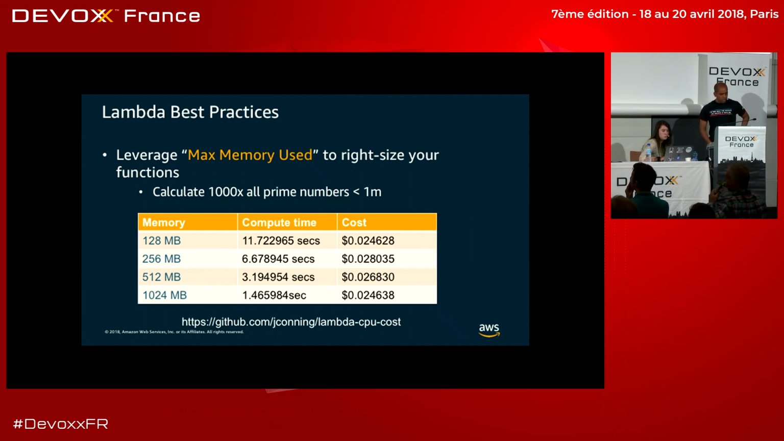So what we're doing here is we're calculating 1,000 prime numbers which are less than 1,000,000, okay? And that function was done using different memory capacity, using 128, 256, 512 megabytes and 1 gig. And if you look at it, the cost for running the function is very similar, but just because there is more memory allocated to it, there is more CPU allocated to it as well. 128 took almost 12 seconds, and 1 gigabyte took like 1.5 seconds. So same cost, but look at the time difference.